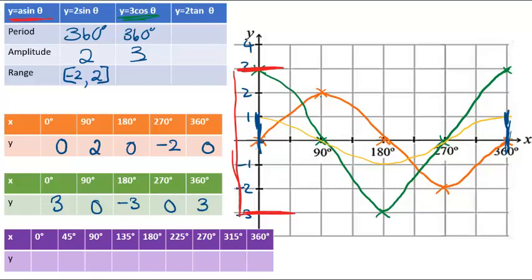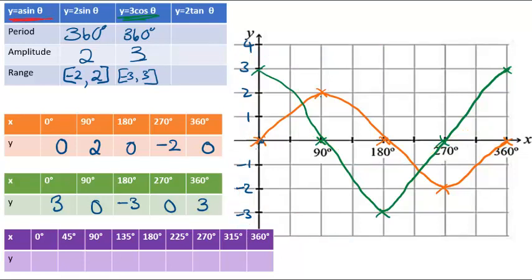And then lastly, we're looking at the range. Our range is again looking at those same y values. So the range excludes everything above and below. The lowest value is negative 3. The highest value is 3. So my range is going to be negative 3, positive 3.